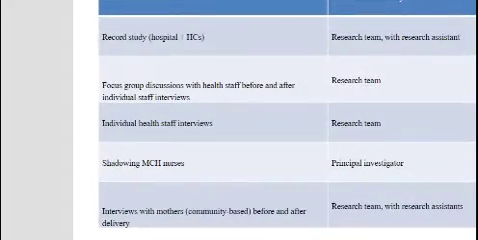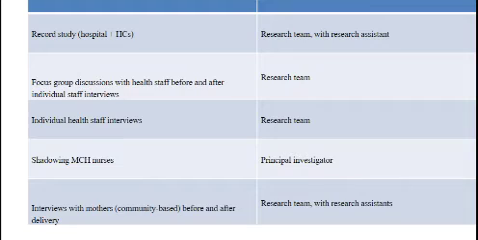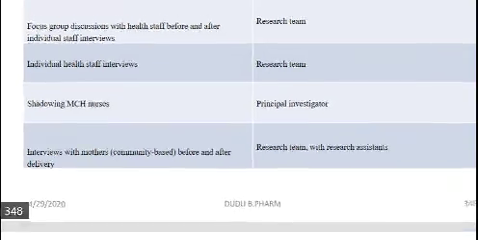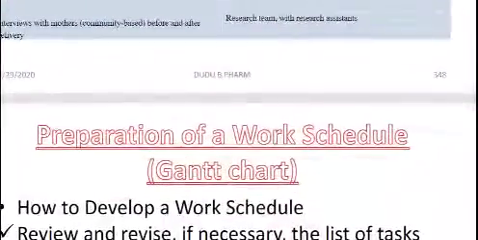Record review at hospital and health centers: we take a research team with a research assistant. Focus group discussion with staff before, and individual staff interviews: the research team is responsible. Shadowing mother and child health nurses: we know it's the principal investigator, as we said before. And the interviews with the mothers or community, before and after delivery, we expect the research team with the research assistant to be responsible.